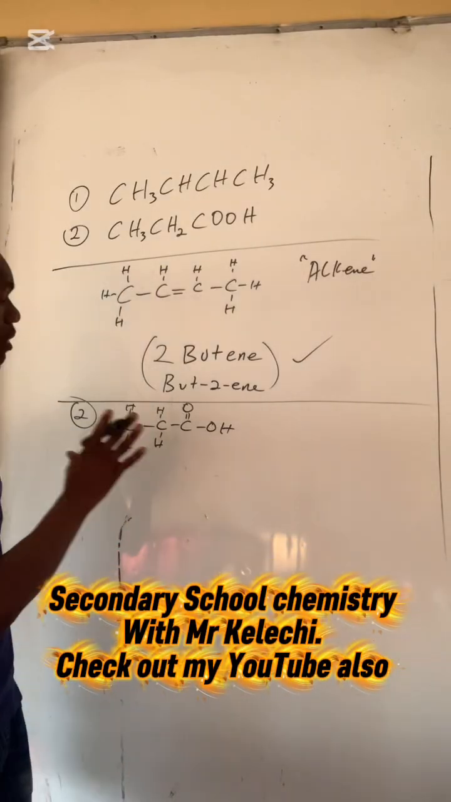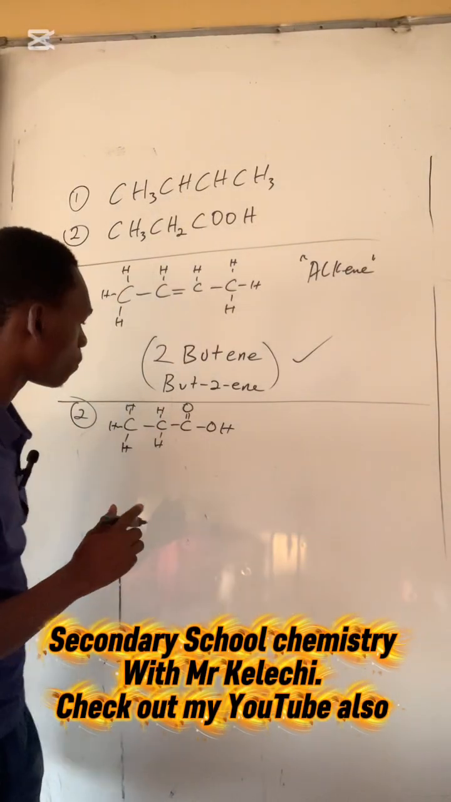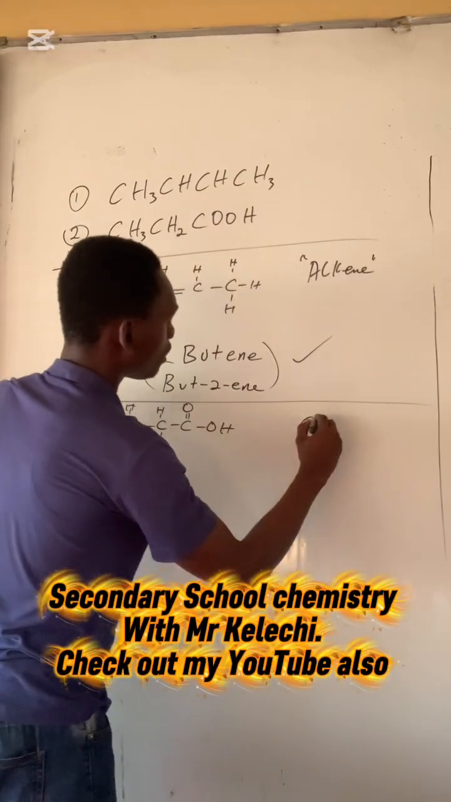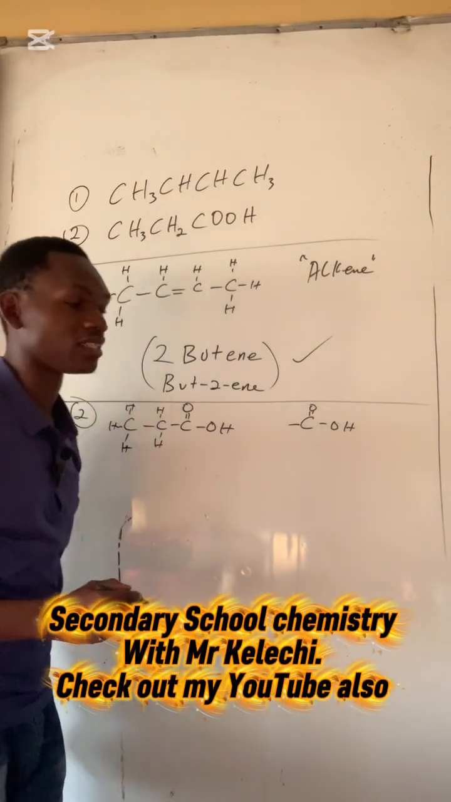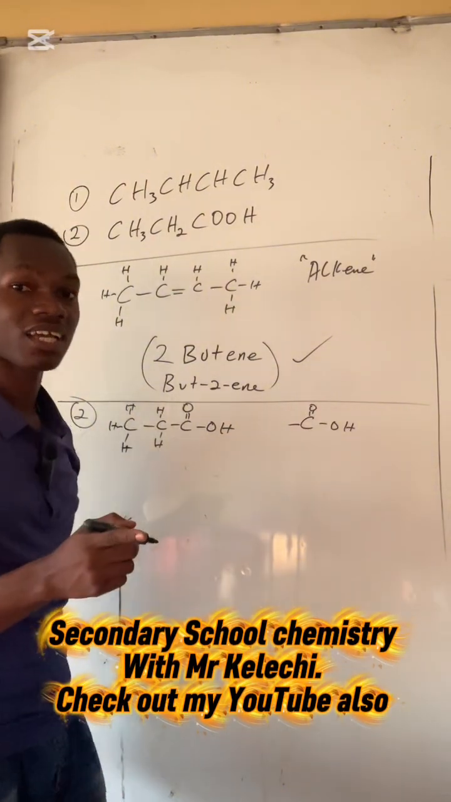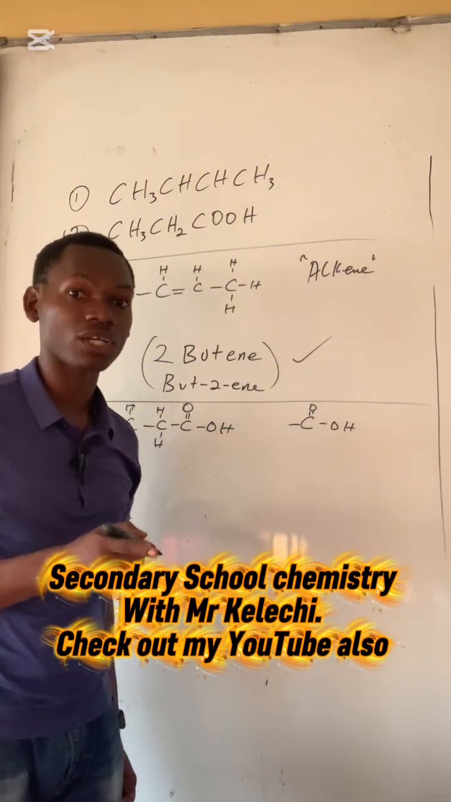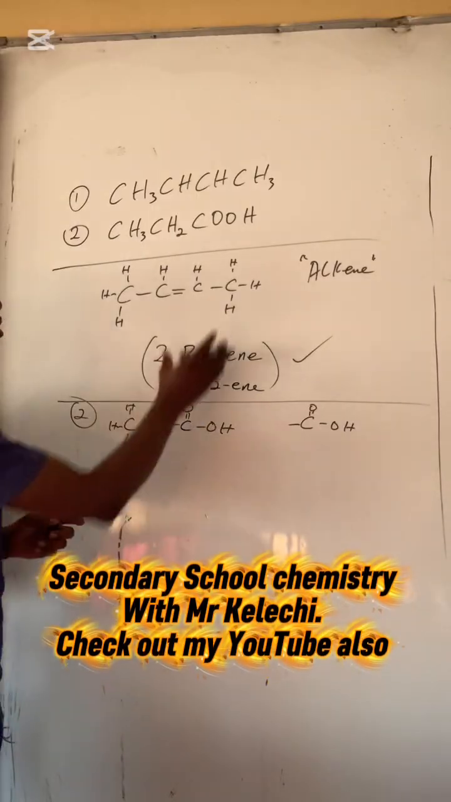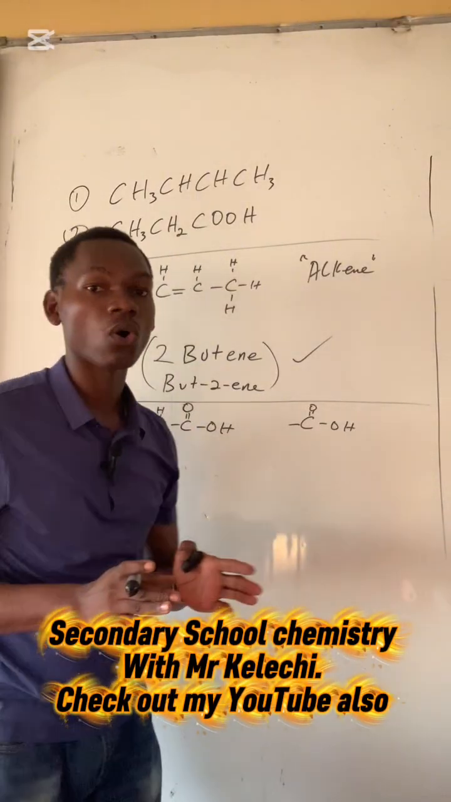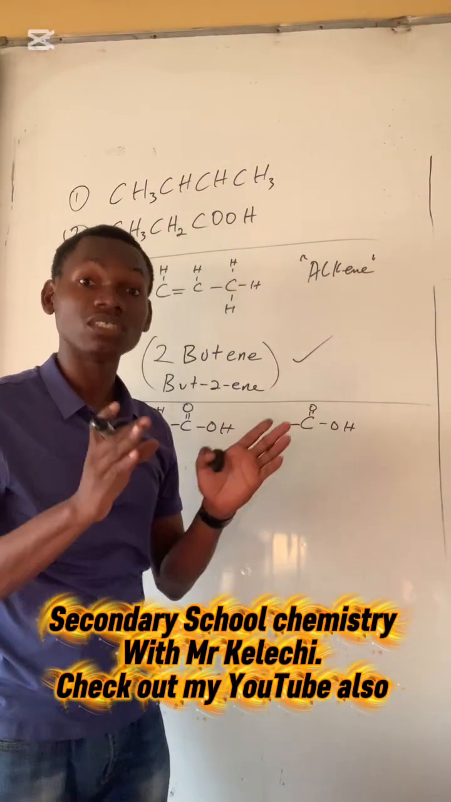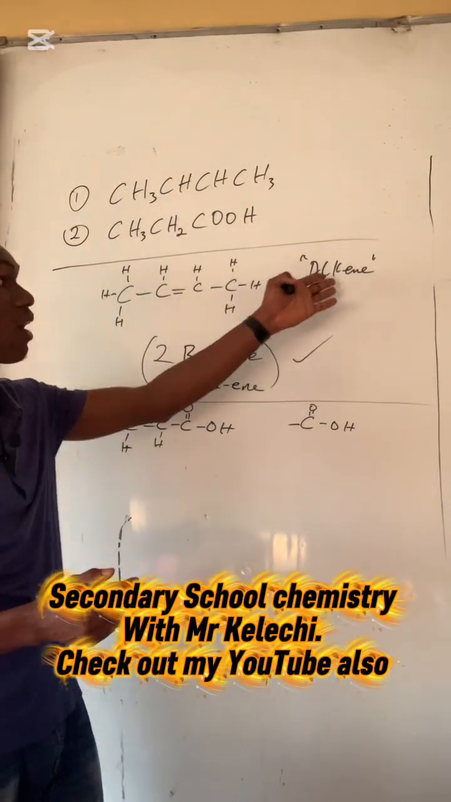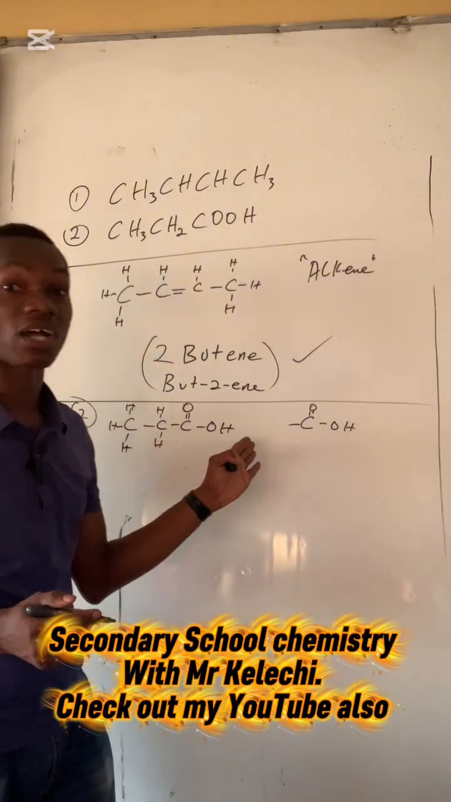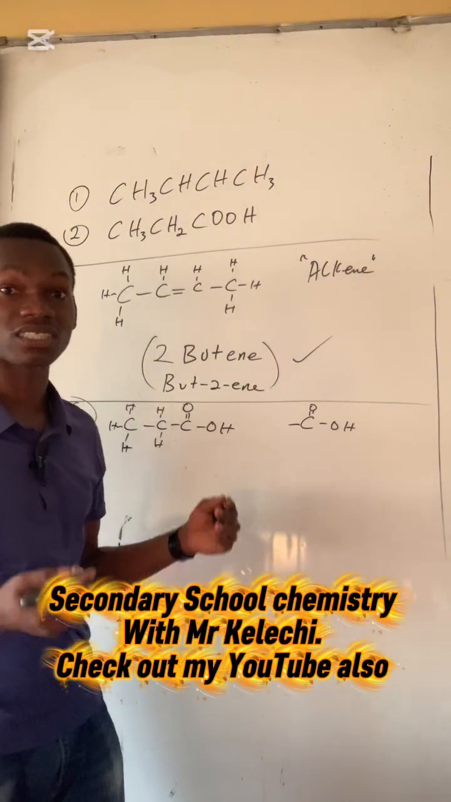Now, in order for us to name this compound, we have to ask ourselves, what functional group has C double bond O and then OH attached to it? And that is the carboxylic acid or the alkanoic acid. So this particular compound belongs to the carboxylic acid or the alkanoic acid. Now, same way we named the other one, but in this case, it's a different family, right? This is the alkene family, and this is the alkanoic family or the carboxylic acid family.